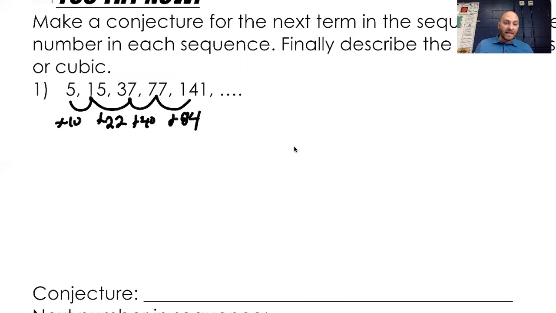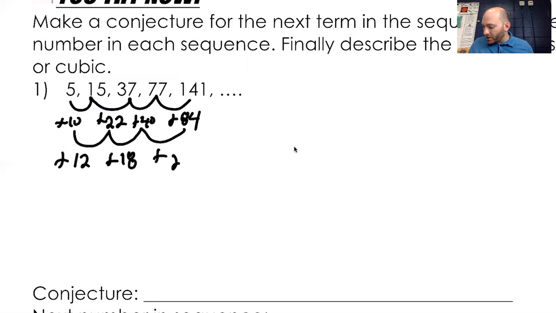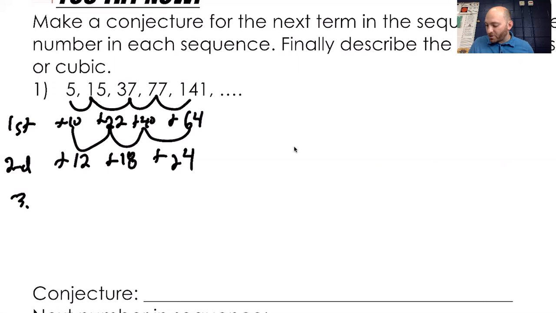All right. First level, not the same. So I'm going to take it to the second level. Let's check these numbers. Going plus 12, plus 18, plus 24. Okay. This 77 was plus 64, not 84. Now that makes that work better. We all make mistakes. It's all right. We'll learn from them. Okay, so my first level, not the same. Second level, not the same. But third level, plus 6, plus 6.